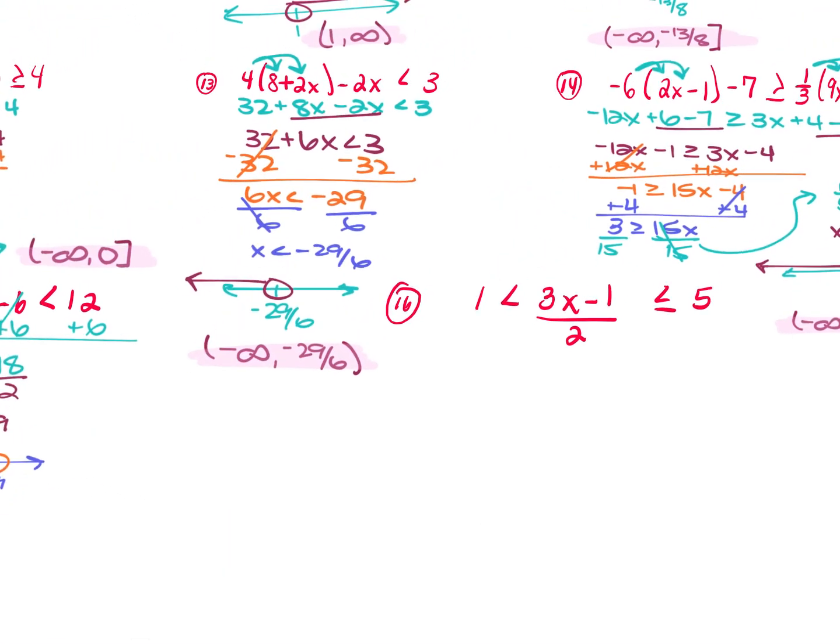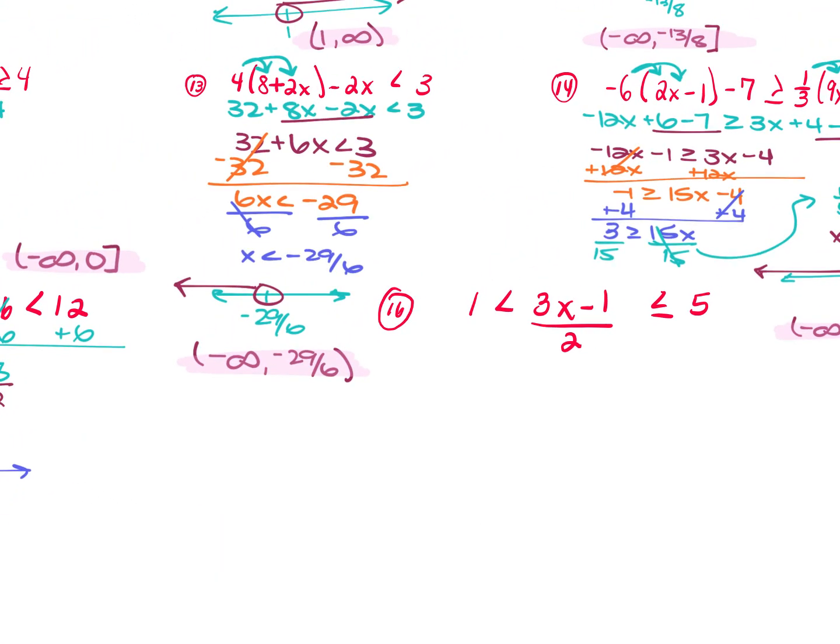For 16, you have 1 is less than 3x minus 1 all over 2 is less than or equal to 5. Get rid of the 2 in the denominator first in the middle. You're going to multiply both sides by that 2, which cancels it out in the middle. So 2 times 1 is 2 is less than 3x minus 1, which is less than or equal to 5 times 2 is 10. Take the 1, move it out, add it to all parts.